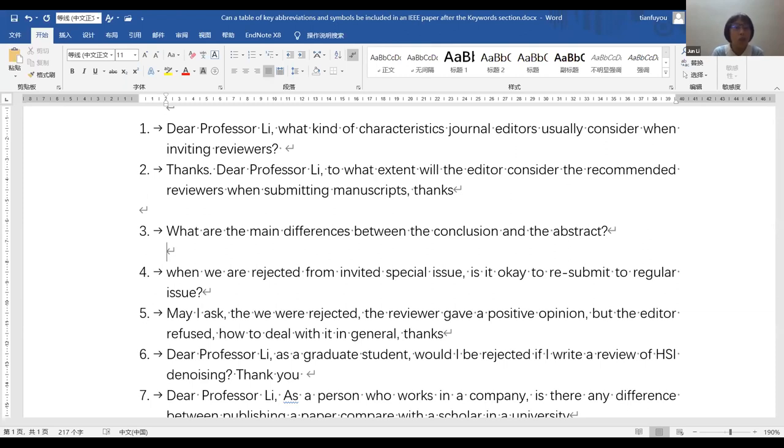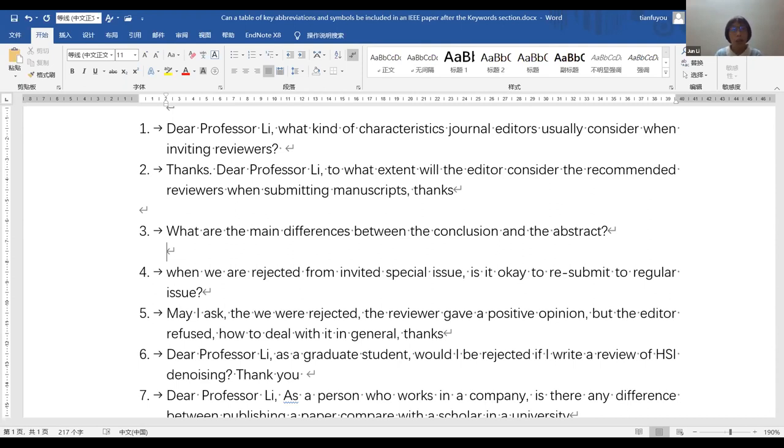The fourth question: when we are rejected from a special issue, is it okay to resubmit to a regular issue? Yes, first is yes, it is okay to resubmit to a regular issue, but you need to see what the decision of the rejection is. If it is out of scope of the journal, I think there's no point to resubmit it to the regular issue because it is out of scope. But if it's because of novelty, then if the paper is revised and improved with enough novelty, it can be resubmitted.